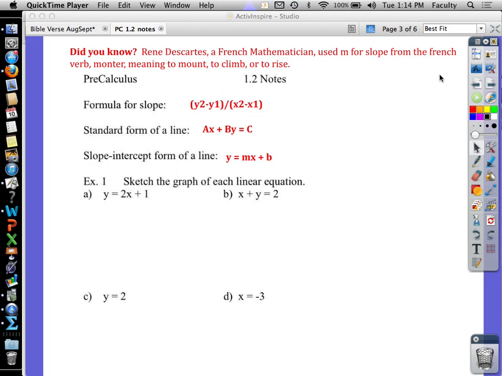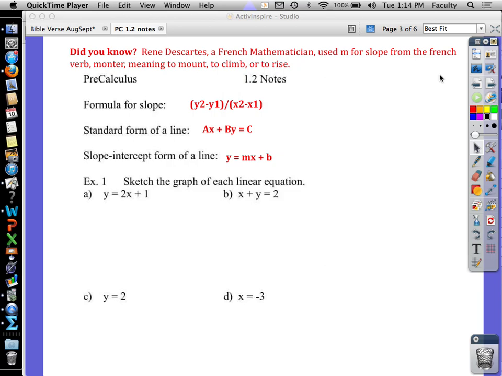Did you know René Descartes, a French mathematician, used m for slope from the French verb monter, which means to mount, to climb, or to rise? So when we talk about y equals mx plus b, Descartes is the one who started using it, and it was widely accepted. Okay, all right, so here we go.